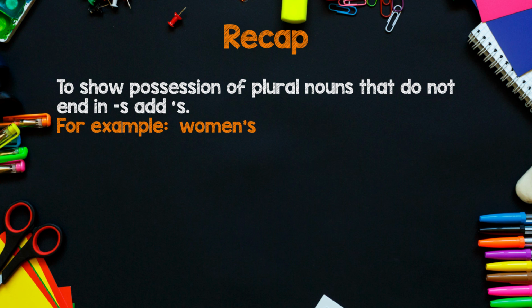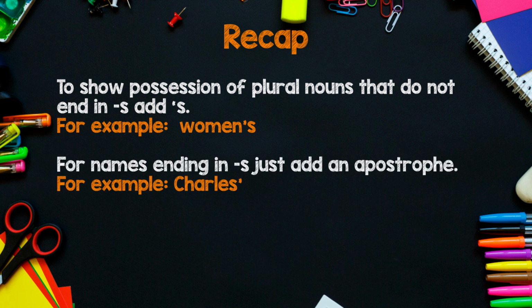Further, to show possession of plural nouns that do not end in S, add apostrophe S. For example, women's, W-O-M-E-N apostrophe S. For names ending in S, just add an apostrophe. For example, Jess, capital J-E-S-S apostrophe.